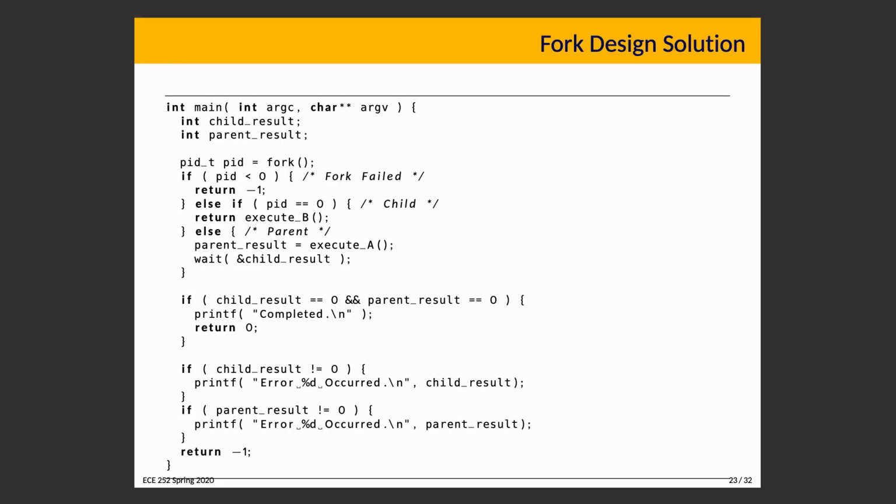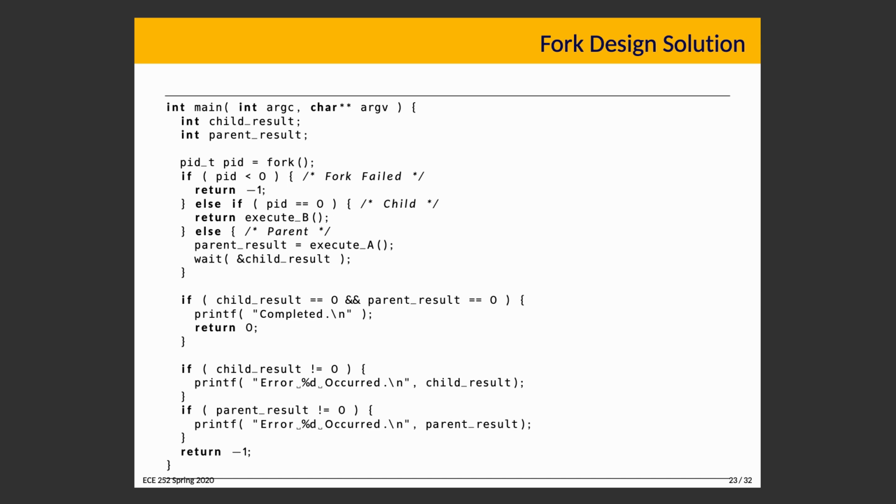Okay, so here is the solution. It's a little bit of a struggle to fit it on the slide, but we managed ever so slightly. And we have some values: int child result, int parent result. So first thing we're going to do is call fork here, and that will get things started. If fork failed, return -1. Fine. If process ID is 0, then we're going to call execute B and just return the result immediately.